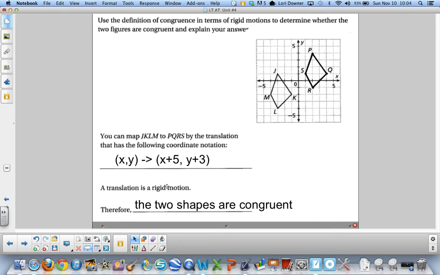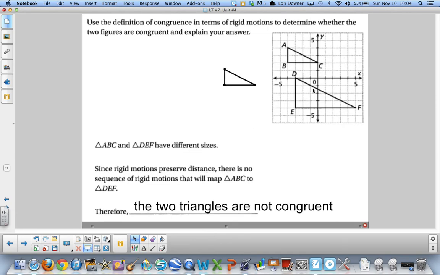Translation is an example of a rigid motion, so therefore these two shapes are congruent, because when I translate this figure, I did not lose the distances between the two vertices. It's an example of what we call rigid motion. Really, as you could tell from the first problem, that was just an example of a dilation. And a dilation obviously does not preserve rigid motion.